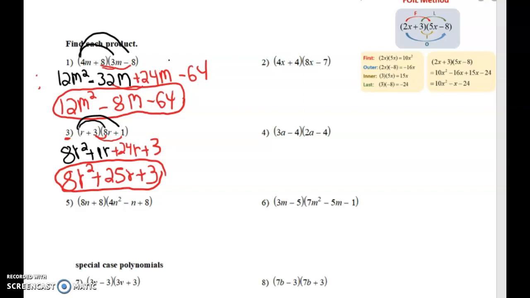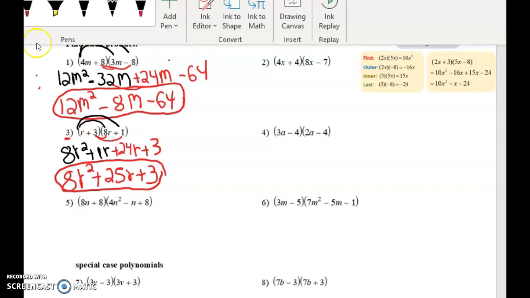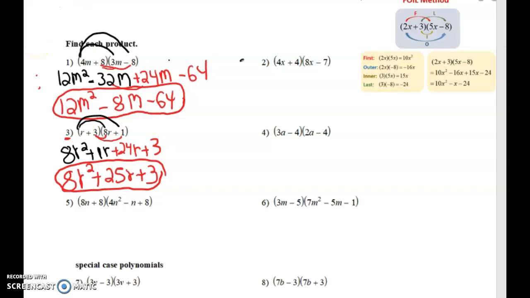This is a little different. So you're really not going to use what we call the FOIL method, and the reason being is you'll notice that we have a binomial, but we have a trinomial now. So really what you're going to do is it just takes a little while longer, okay? A little more work. You're going to take that 8n, distribute it to these three terms. Then you'll take the constant 8 and then distribute it to these three terms. And then your last step is going to be combine like terms. Okay.